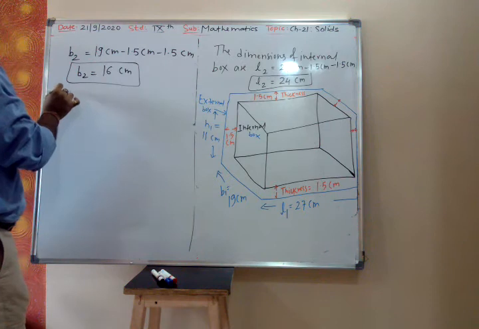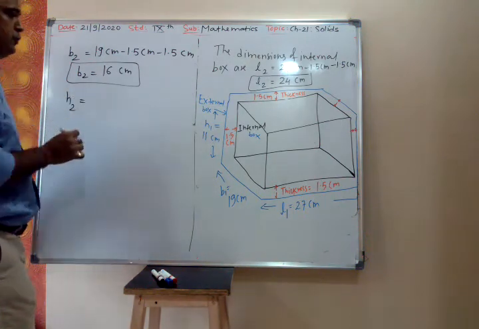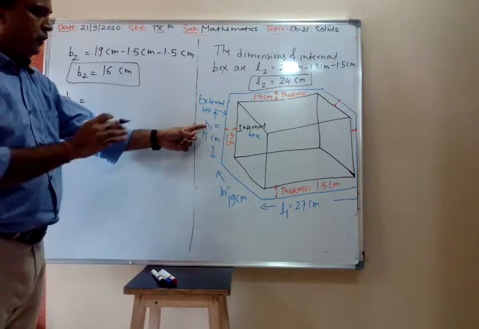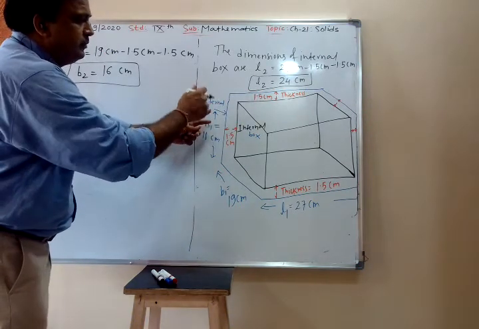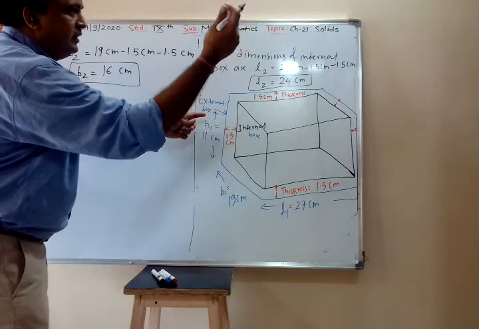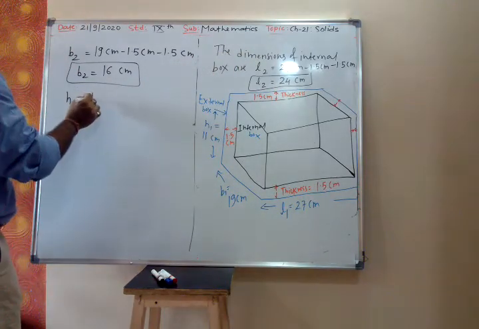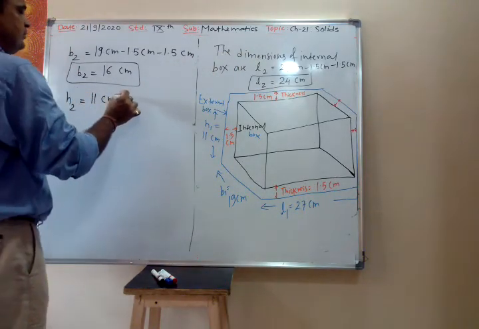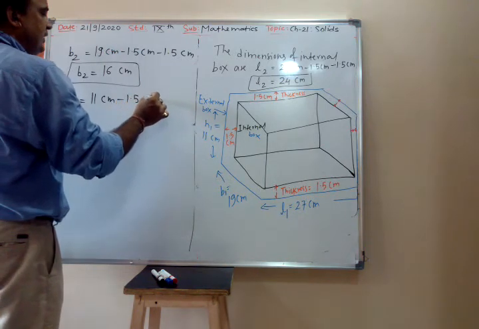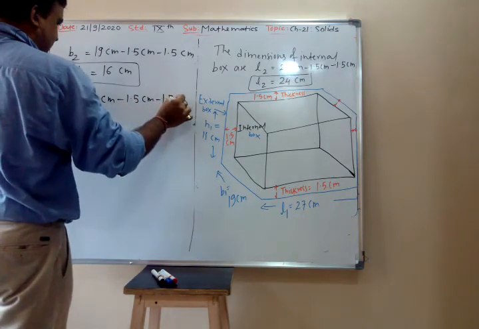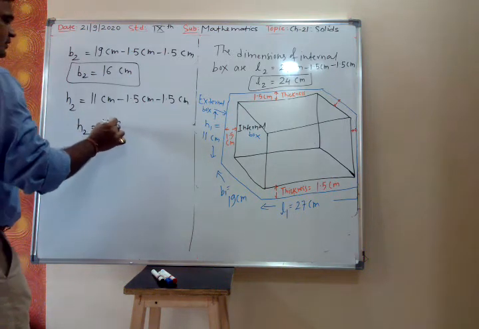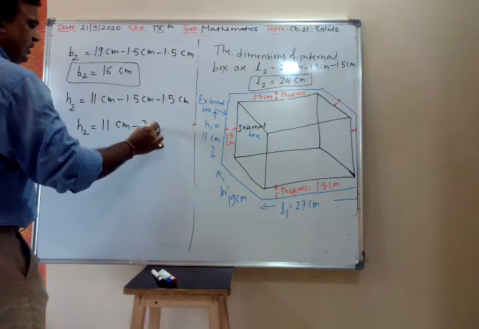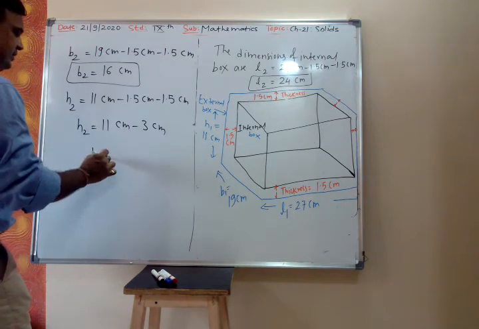Similarly we find H2. From H1, the external height, we remove the thickness from both the ends, this side and this side. So 11 centimeter minus 1.5 centimeter minus 1.5 centimeter. So H2 is 11 minus 3, which is 8 centimeter.